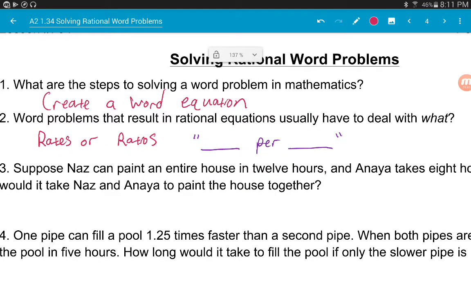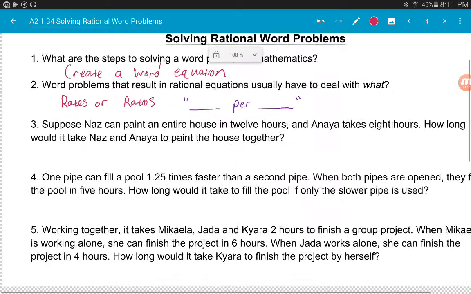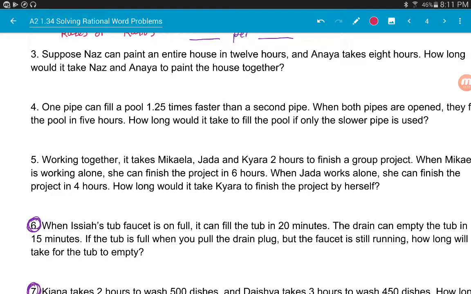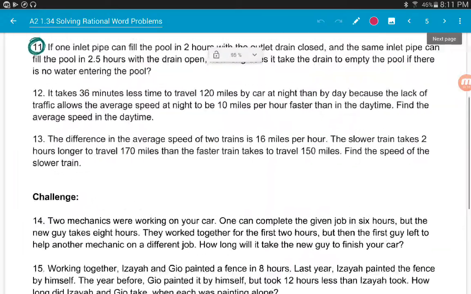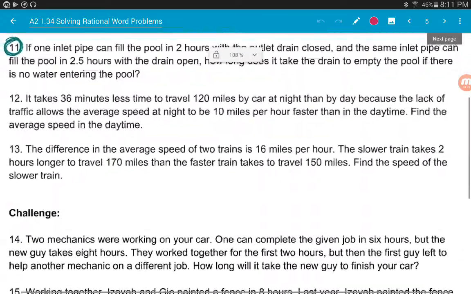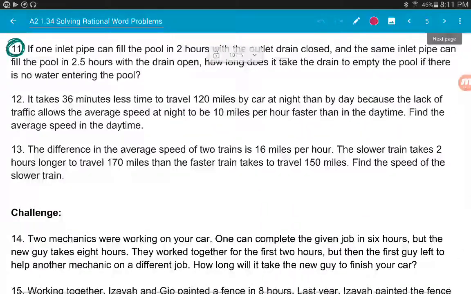Another thing is that word problems that result in rational equations usually have to deal with rates or ratios. And what that looks like is blank per blank. So like miles per hour or like gallons per minute. Those are all rates. The question that I'm going to do as an example on this is going to be question number 11. I figured number 11 was a little complex, so I would handle that.